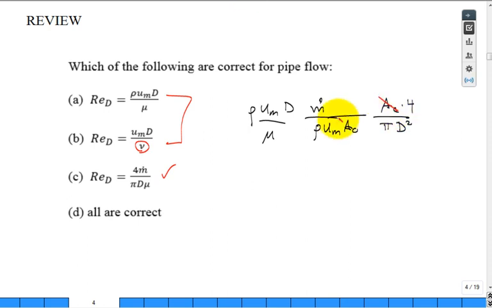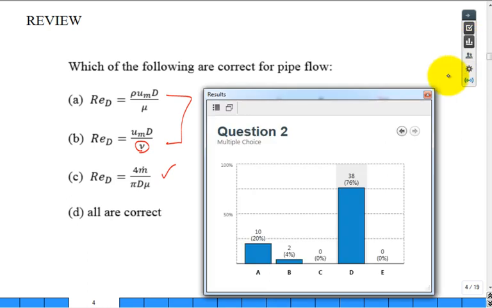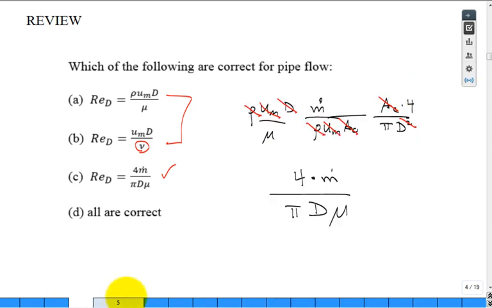So we get rid of the A sub c. We get rid of the u mean. We get rid of the rho. And we get rid of one of the d's. And we're left with 4 m dot divided by pi d mu. A lot of times you're given the mass flow rate, so it's a more convenient way to calculate the Reynolds number. So what's the best answer for all these? Congratulations, that's pretty high percent correct. I'm glad. That was a tougher question.